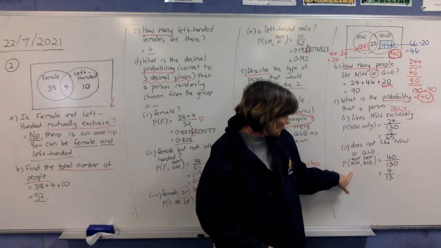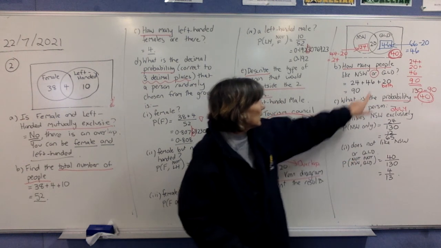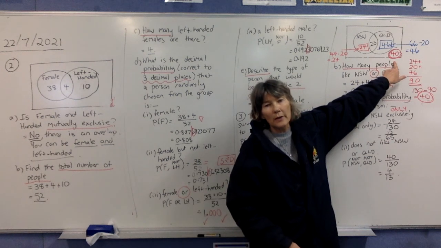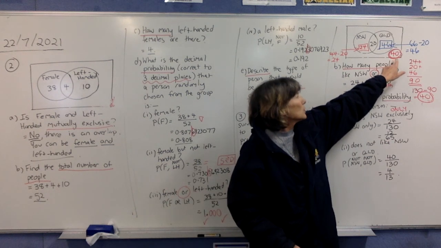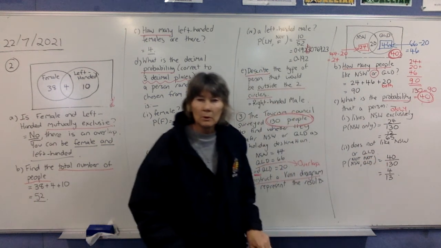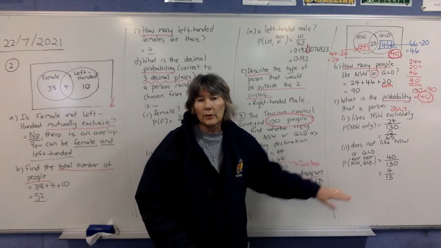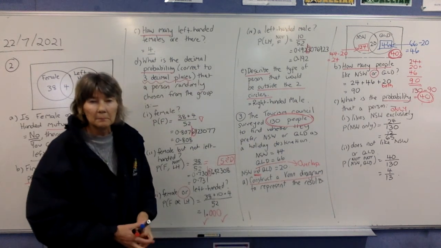The next one says, does not like New South Wales or Queensland. So not New South Wales, not Queensland, we're finding a probability. Here's the people that didn't fit into either of those circles. There's 40 of them. So we have 40 of them out of 130 people. Press it into your fraction key and press equals, and 4 over 13 is your simplified answer.